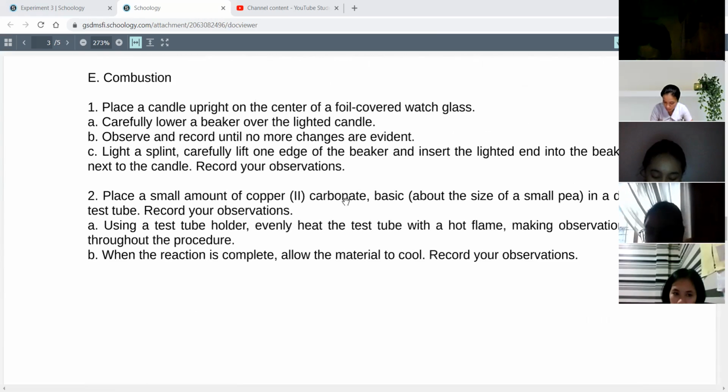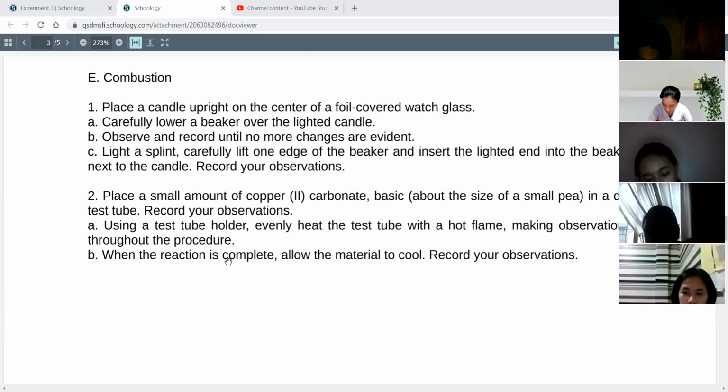And lastly, for letter E, we have here the combustion reaction using a candle to be placed at the center and to be covered with a watch glass. Actually, tatakpan siya with a beaker, yung lighted candle natin. That is for the combustion reaction.